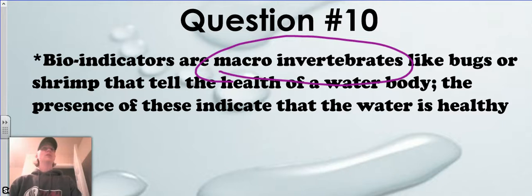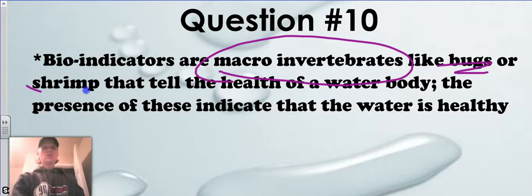A macroinvertebrate is simply a large bug. Think of it like a large bug. An invertebrate is a critter that doesn't have a backbone. So, for example, as gross as it sounds, a cockroach doesn't have a backbone. It's got an exoskeleton, so when you squish a cockroach, it goes crunch. We have a backbone, those vertebrae back there. So we're thinking about a large bug.